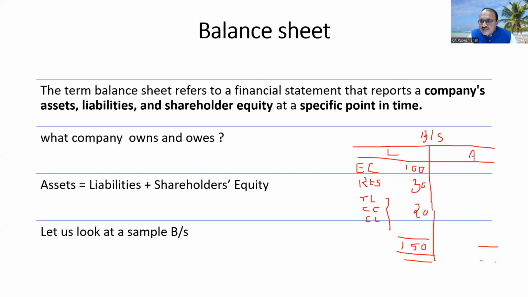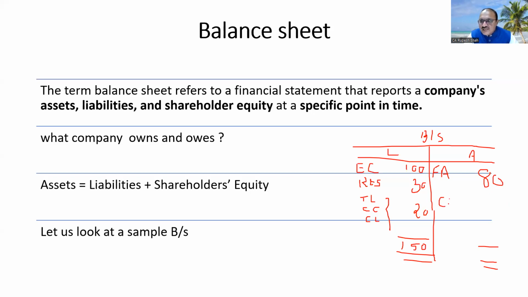Now the question arises where these monies are deployed. Say this is in the fixed assets of the company. Fixed assets of the company are, say, land and building, plant and machinery, furniture and fixture, right? Software, intangible assets, brands, copyrights, goodwill. Say all this put together is, say, 80 crore.